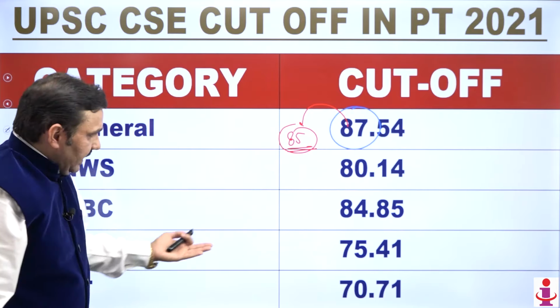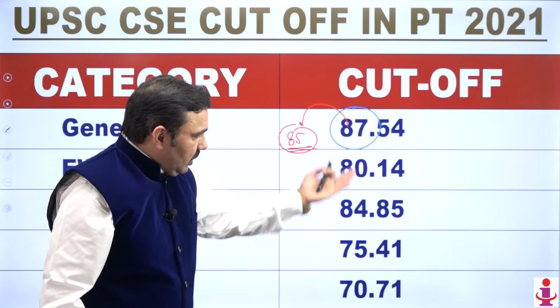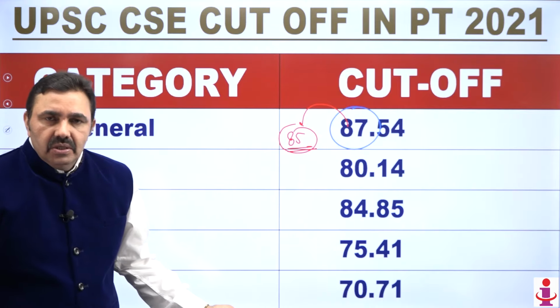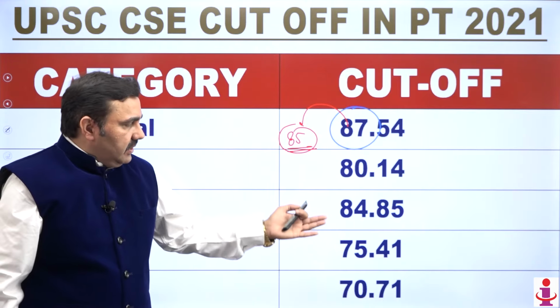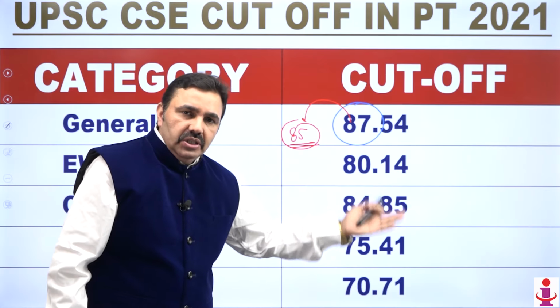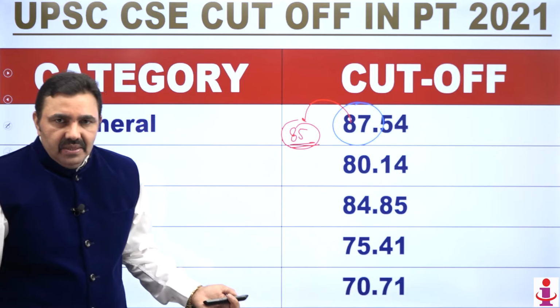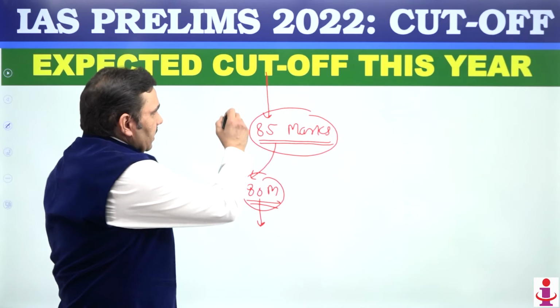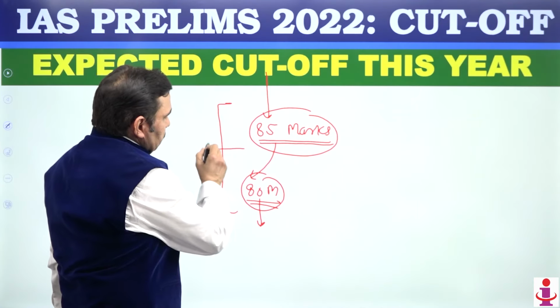Then you have the category of SC, so around 12 marks difference. And if you have the category of ST, again 17 marks difference. So percentage-wise, you can find around 20% difference between general and the categories of SC/ST. So a general category candidate, if you're getting 80, 85, I think you should be happy.